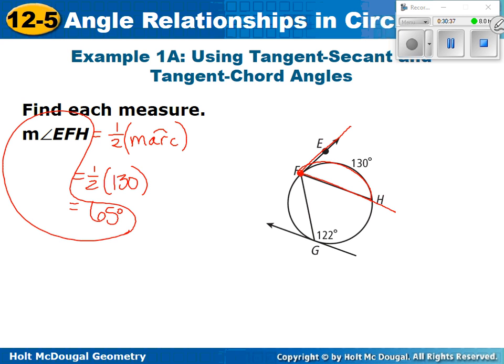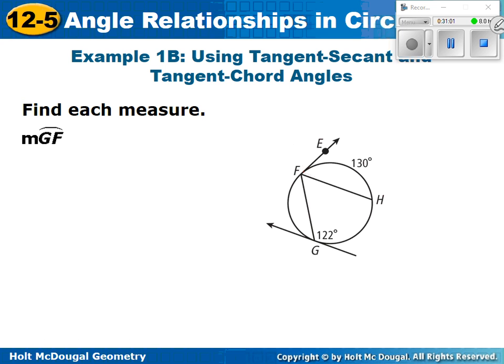Again, the only thing that makes this harder on the homework, maybe they don't give you the arc and you have to find it. So maybe they give you some of the other arcs and you have to add them together and subtract it from 360 for a full circle or something like that. But the big idea is just if it's on the circle, it's half the arc. Questions here? Okay, look at the next one.